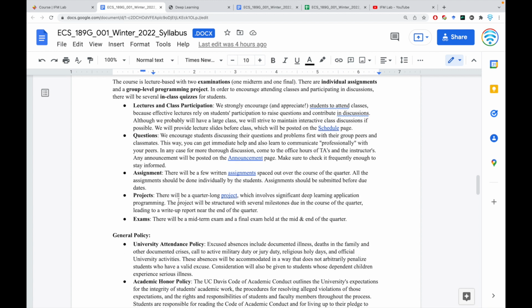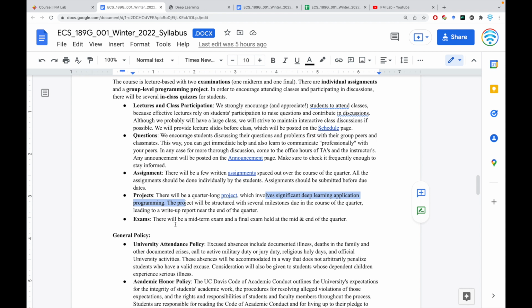Projects. There will be a quarter-long project. It covers several important deep learning application programming problems, and the project will be structured with several milestones during the quarter, leading to a write-up report near the end of the quarter. For each of the stages, you may also have to submit some electronic reports to the Canvas system as well, so the TA can help you grade and also provide you with some feedback.